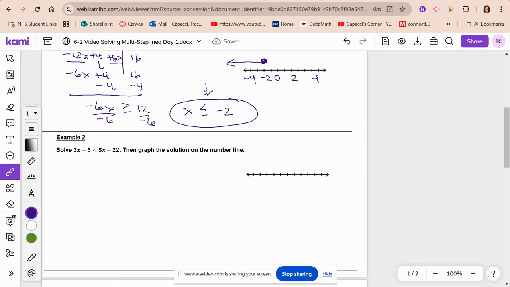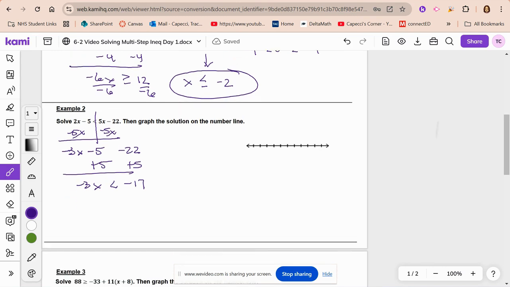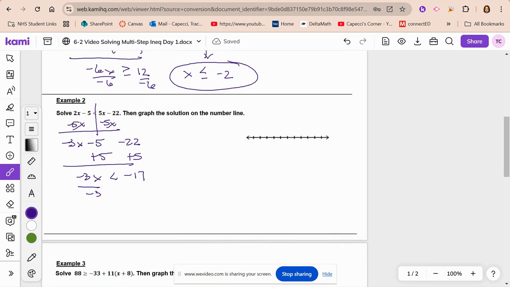Okay, this one is the same idea. I'm going to draw our wall. I'm going to bring my variables to one side and my constants to the other side. I like to bring my variables to the left-hand side, but if you want to work it the other way, that's fine. I'm going to add 5 to both sides, and I have negative 3x is less than negative 17. I'm going to divide both sides by negative 3. Now remember, again, we divided by a negative number. I'm going to change the direction of the sign.